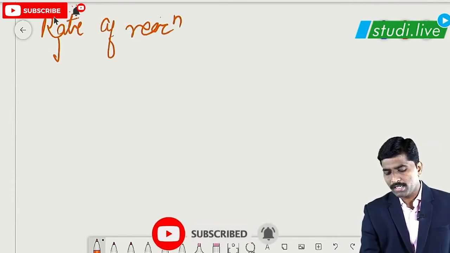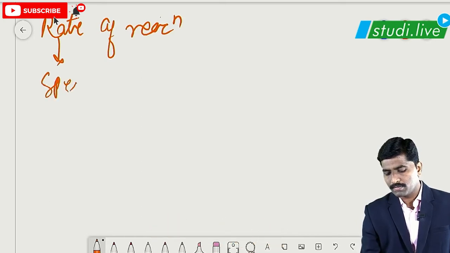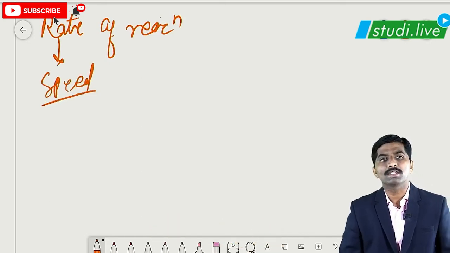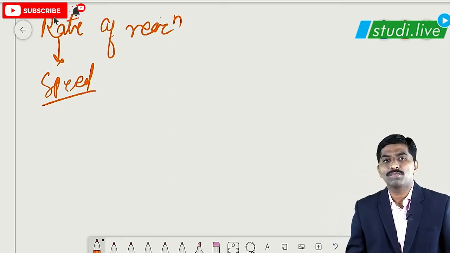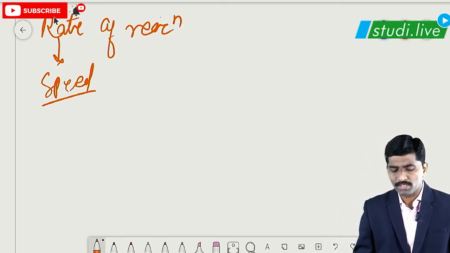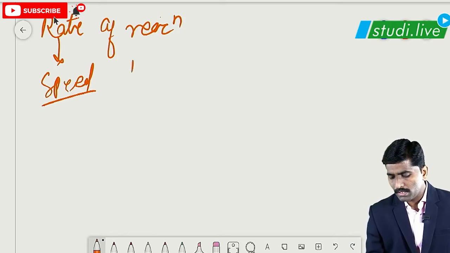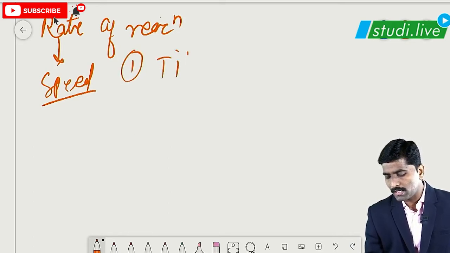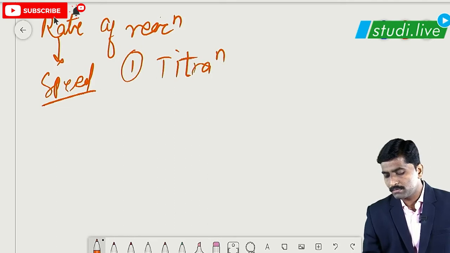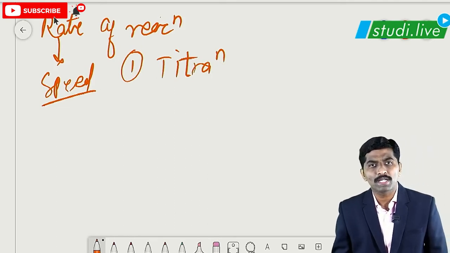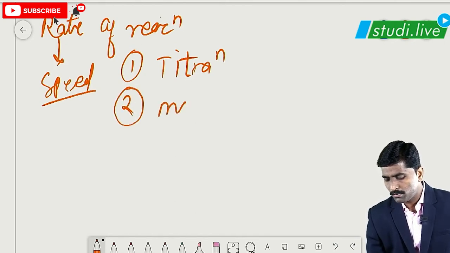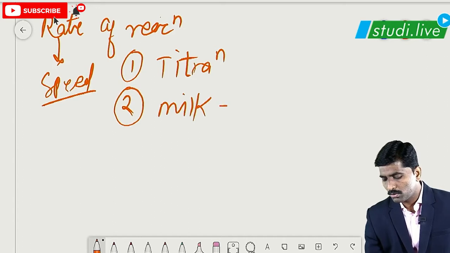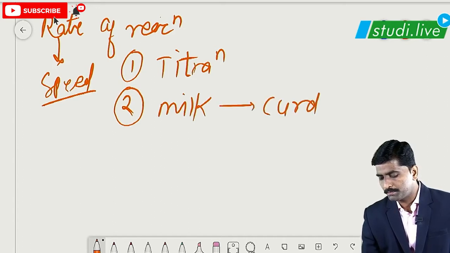Here, rate exactly means speed of reaction, isn't it? That we will be discussing how slow or how fast the reaction is proceeding. For that reason, let us assume two different reactions: first, titration, that is acid base neutralization reaction, and second, we will consider the conversion of milk to curd.